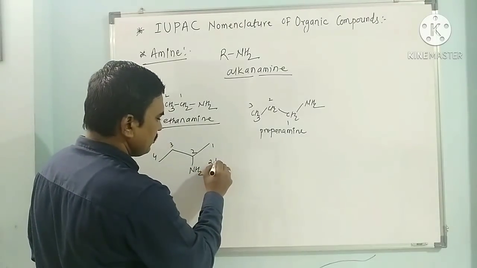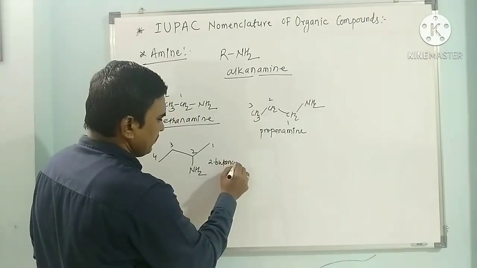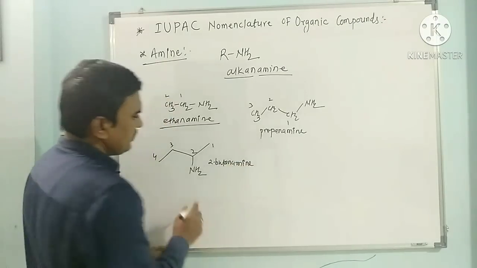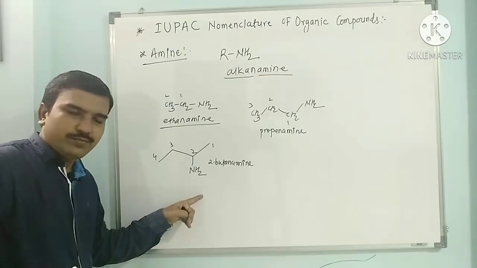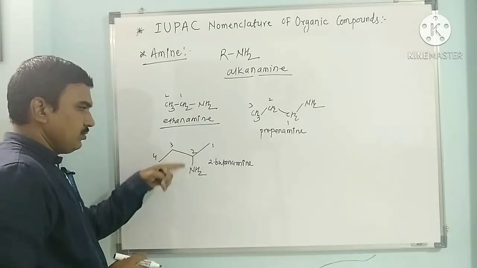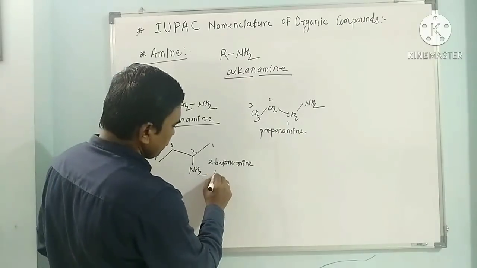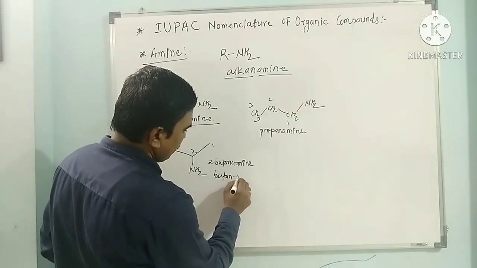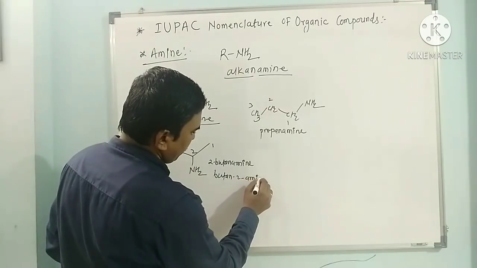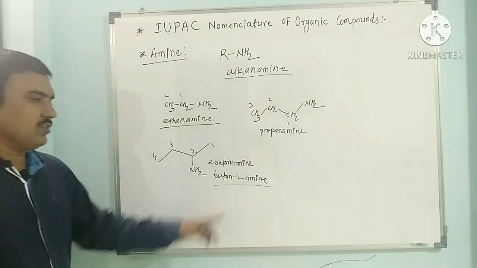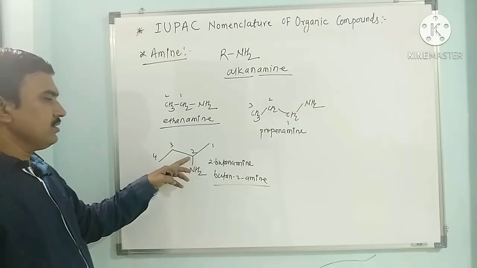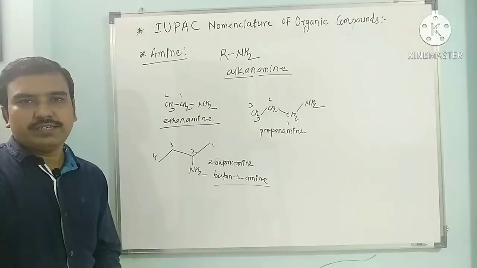Simply this is 2-butanamine, meaning the second carbon is having the amino group, and this is butane-2-amine, because second is the position where the amino group is attached.